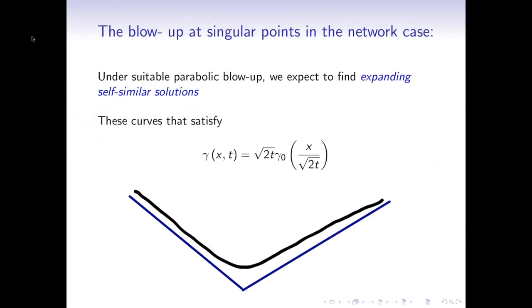And in general, if you have a singularity in curve shortening flow of this type, or an initial condition of this type, or something that has a corner, when you do the blow up here, when you try to blow up this point, you should see a solution of this type. So the natural question, of course, going back to my network problem, is: what is the equivalent thing for networks?